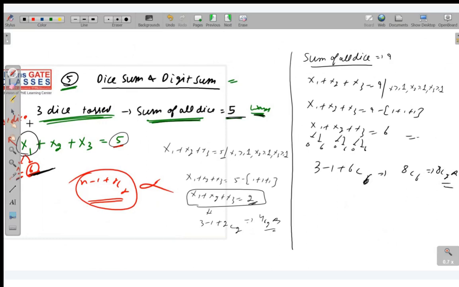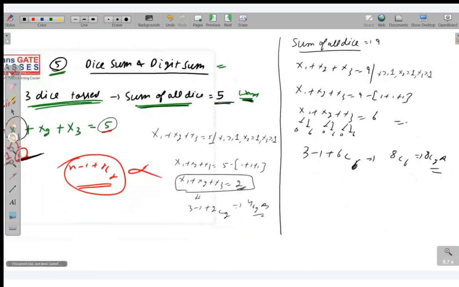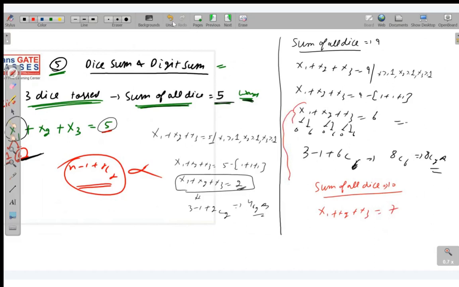But if they say sum of all dice is 10, that will be a very big problem for us. If I say sum of all dice 10, now it will be a problem. I think from here I can copy and I will not waste time. I will simply say x1 plus x2 plus x3 is equal to 7. Here I have applied 6, so obviously we will get 7.